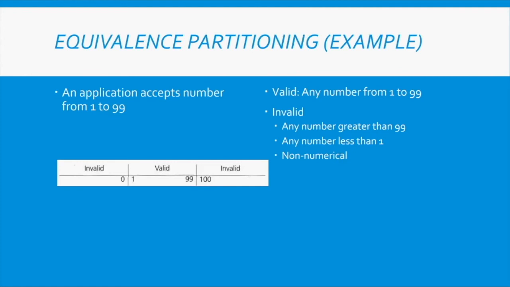Because we are only going to take one test case from each partition, from the invalid one, which is less than 1, we can take minus 1 or 0. For the valid one, let's take 5. And for the other invalid one, we can take 100, or 102, or anything greater than 99. Those are for the equivalence partition.